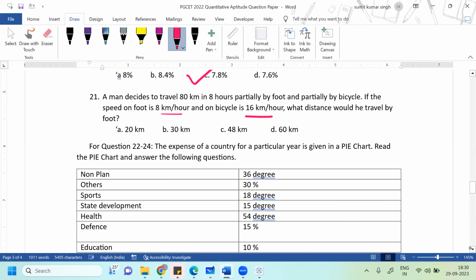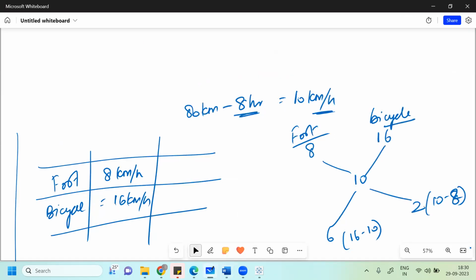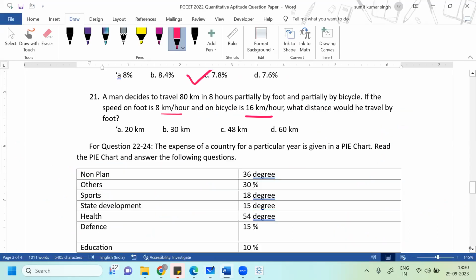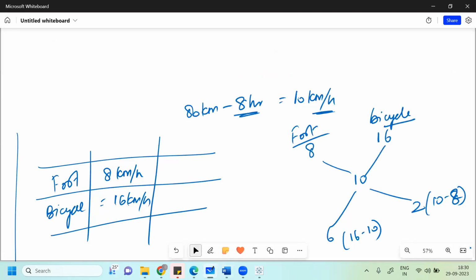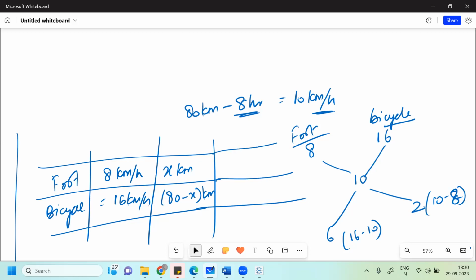So what distance could he travel by foot? In total he's covering 80 kilometers, right? So if the distance by foot is x kilometers, the distance by bicycle would be 80 minus x kilometers. I hope you're getting this. So what would the time be? The time by foot is x by 8. Time is distance by speed. The time by bicycle would be 80 minus x by 16.